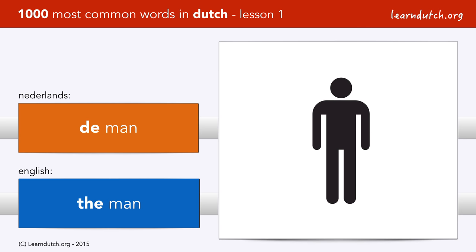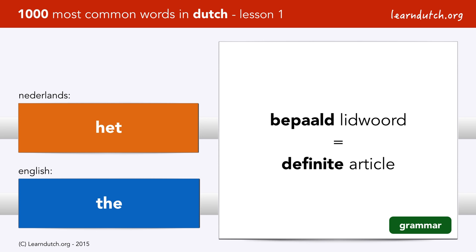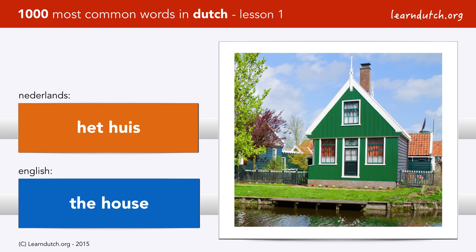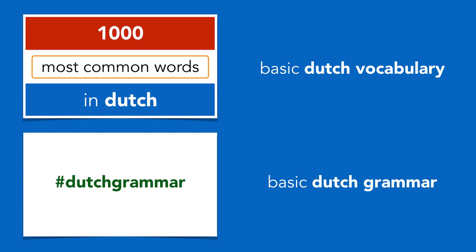Het. And now you're thinking, that's another definite article. Yes, it is. But how do you know which to use? Well, you need to learn it with every word. But I will tell you. By the way, most people pronounce het as ut. Het huis. Or ut huis. Now, this course is about basic Dutch vocabulary.